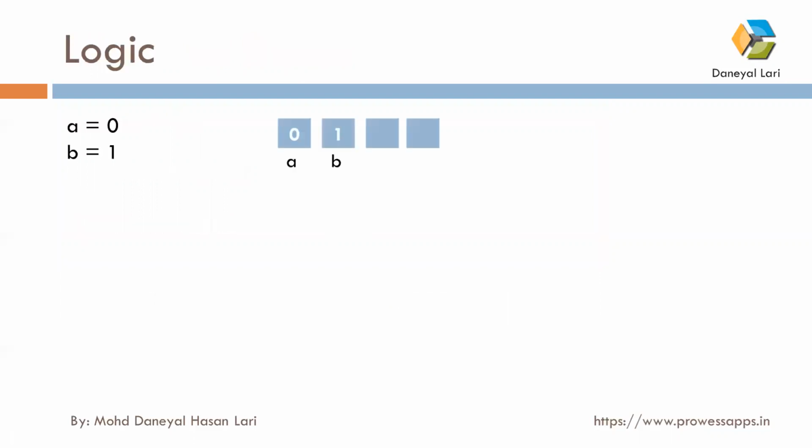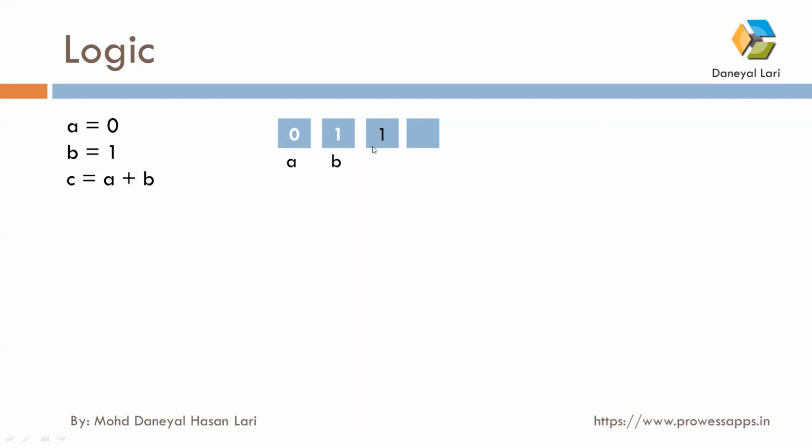Before writing the code, let's see the logic behind it. First, we'll take two variables, and initially we'll set a = 0 and b = 1. Now we want to calculate the next term. As we know, the next term will be the addition of the previous two. So we'll calculate the next term as c = a + b. So we'll get the next term as 1.